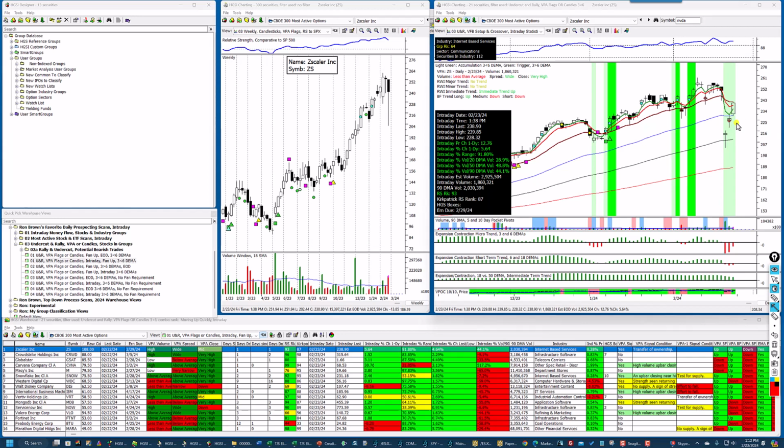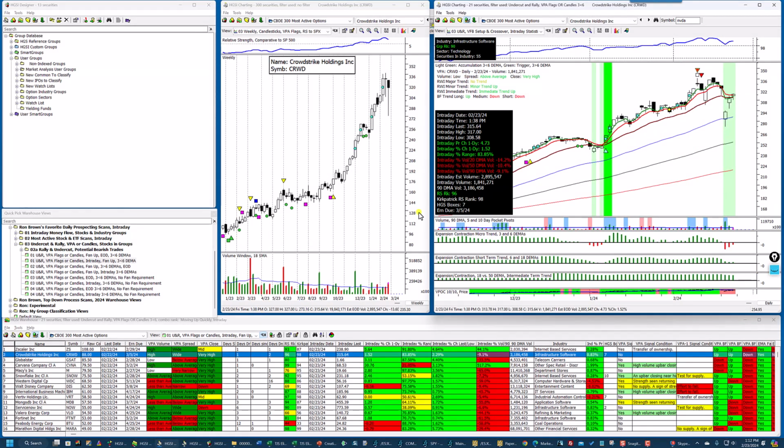Okay, let's look at a couple more. Let's look at number 2, CrowdStrike. Same thing. Earnings are due in March. Here's a gap down. Found support at the 50.